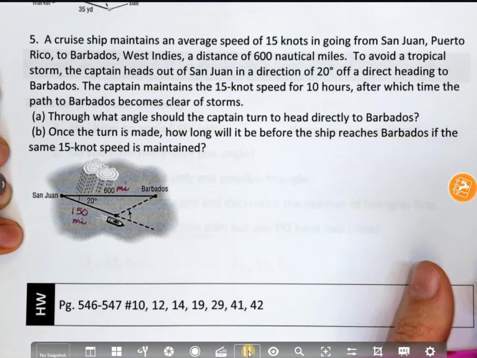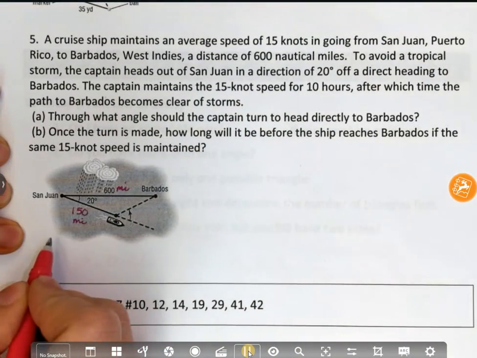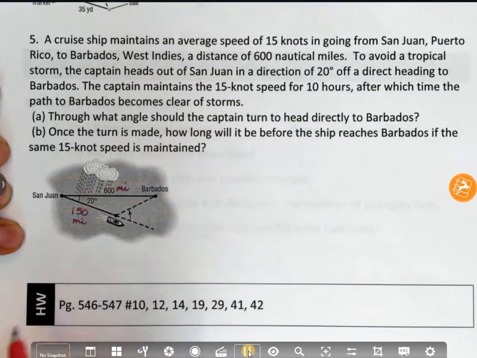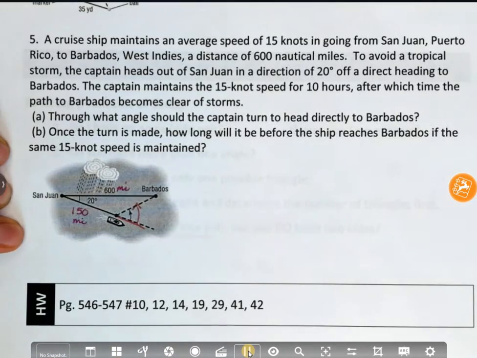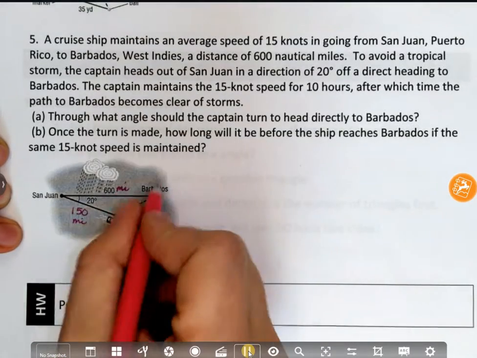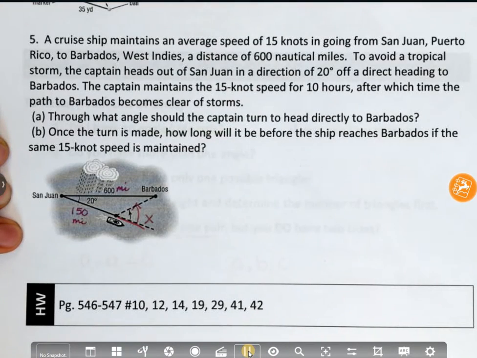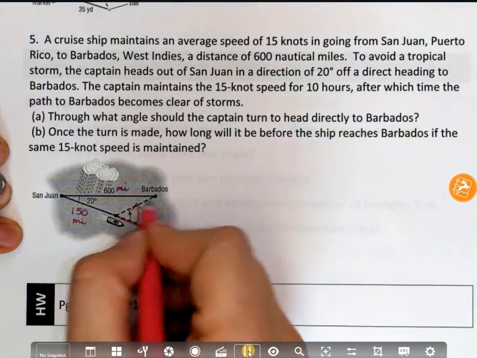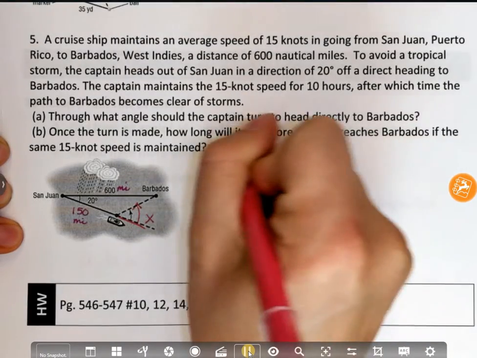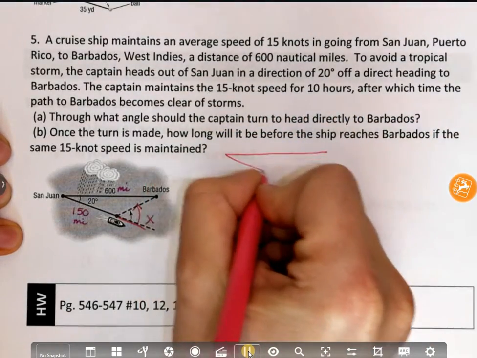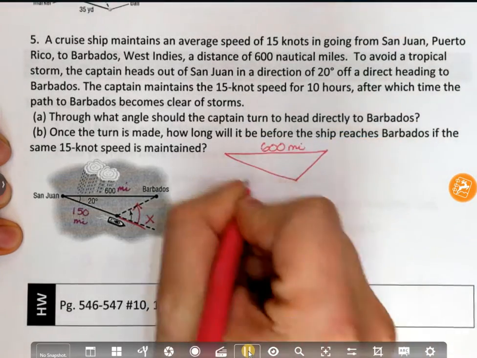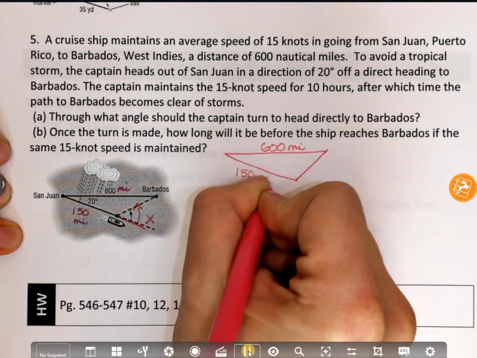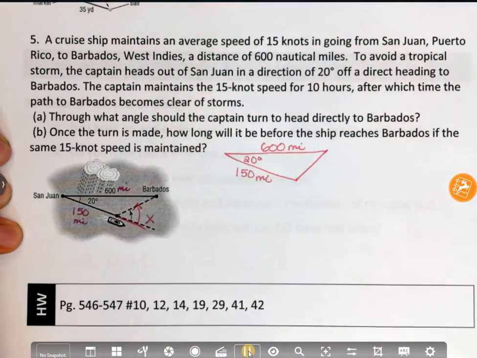Okay, so what we're going to try to figure out is a couple of different things. We want to know through what angle should the captain turn in order to get back to Barbados. So that means I'm going straight. I want to know where I need to turn that way. Okay, so this is what I'm looking for. And then I want to know how long it will take to get there. So basically, let's redraw our triangle. I have 600. I have 150. And I have 20 degrees.